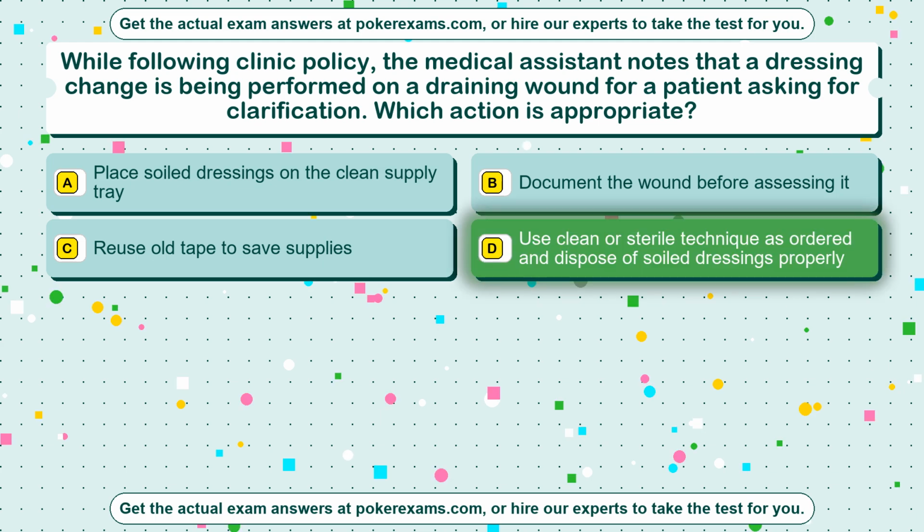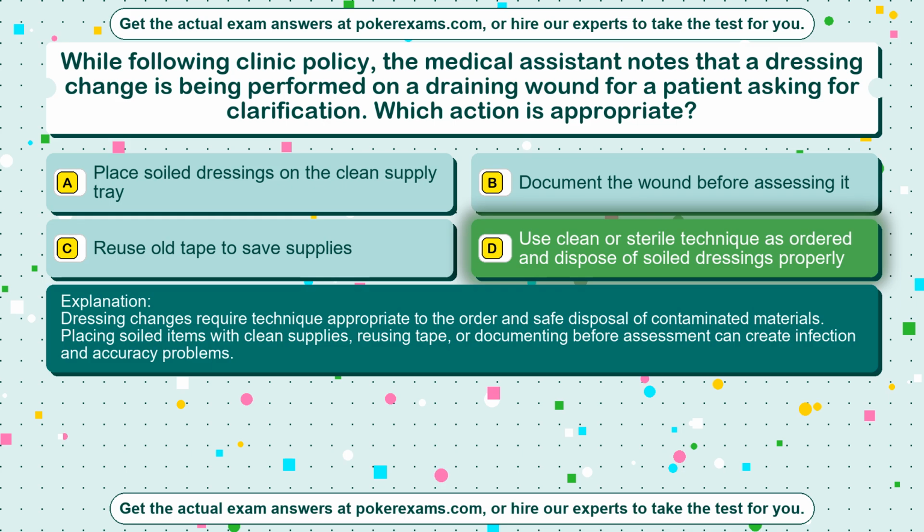The correct answer is option D. Use clean or sterile technique as ordered and dispose of soiled dressings properly. Dressing changes require technique appropriate to the order and safe disposal of contaminated materials. Placing soiled items with clean supplies, reusing tape, or documenting before assessment can create infection and accuracy problems.